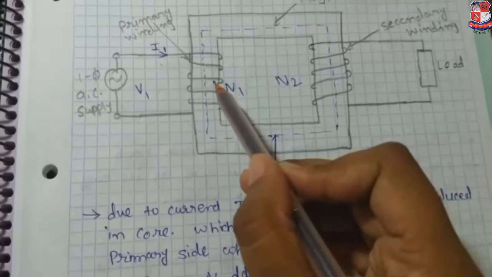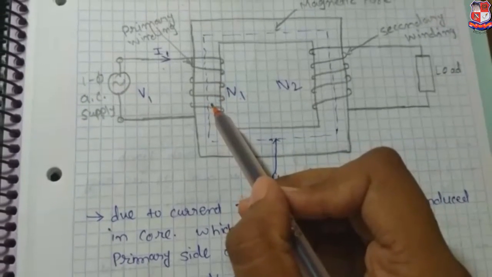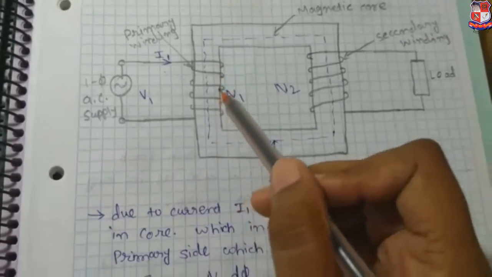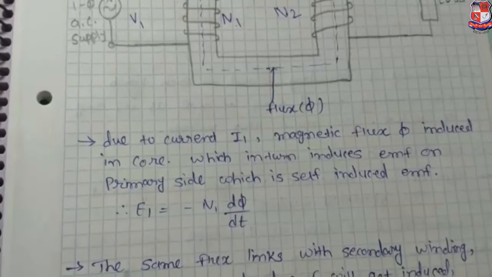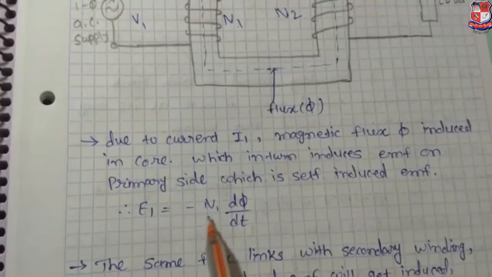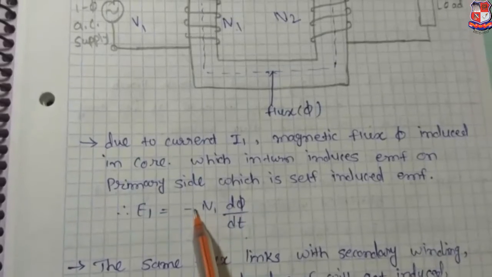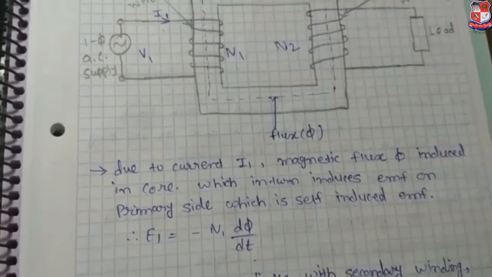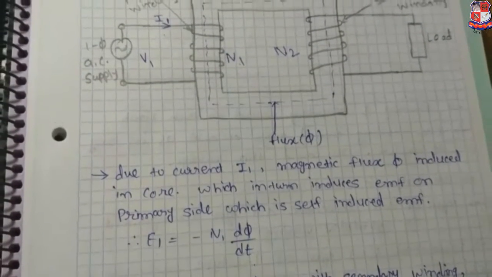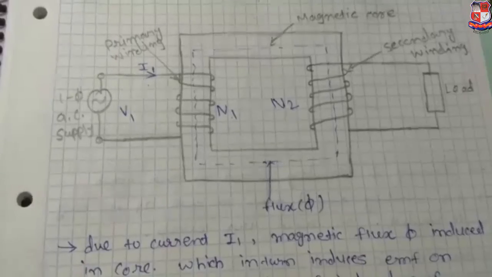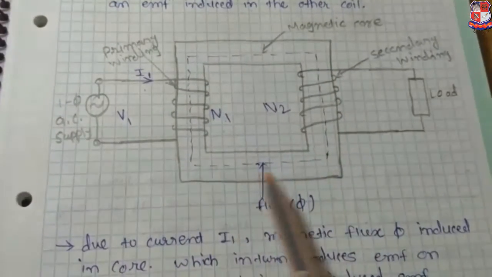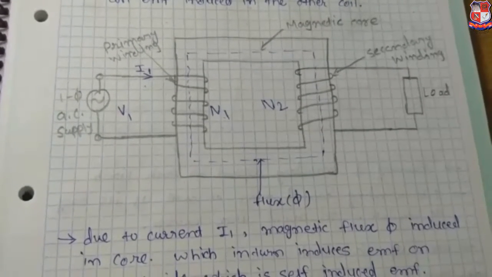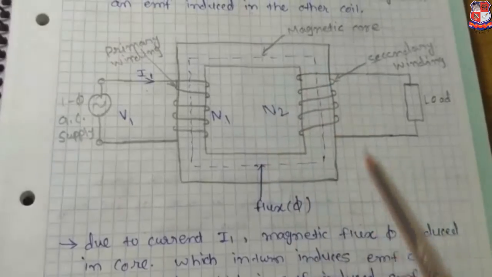winding. Due to this magnetic flux, EMF will induce in this primary winding, primary turns, and this EMF will be, according to Faraday's law, E1 is equal to minus N1 d phi by dt, where N1 is number of turns in primary winding and phi is induced flux. So this same flux is concerned with secondary winding.